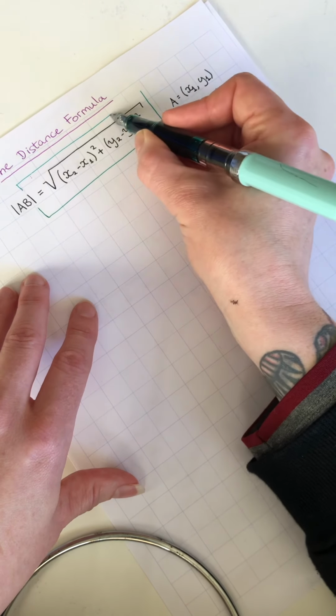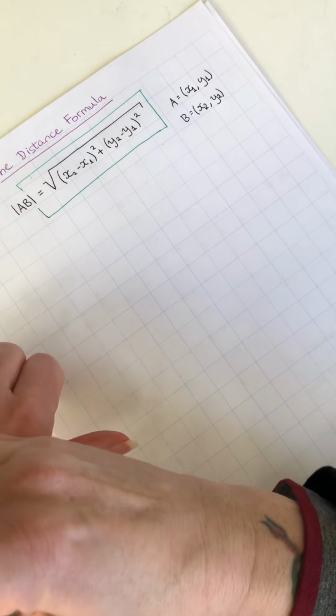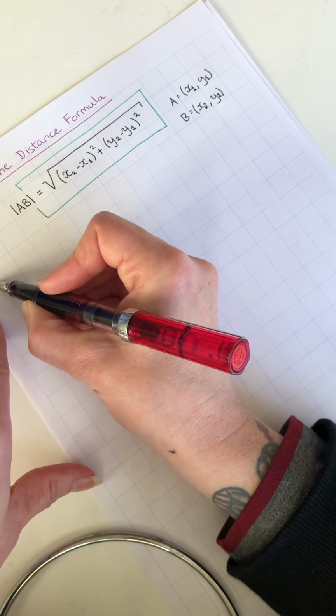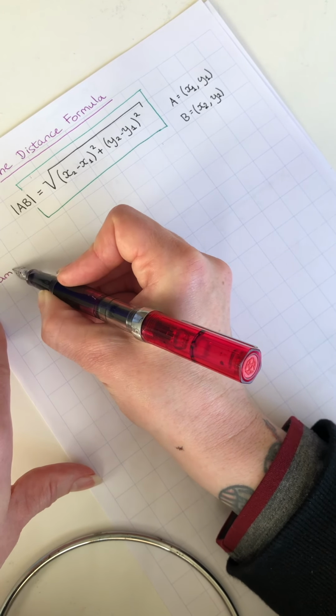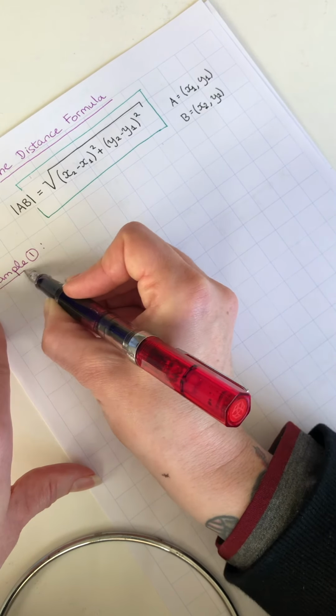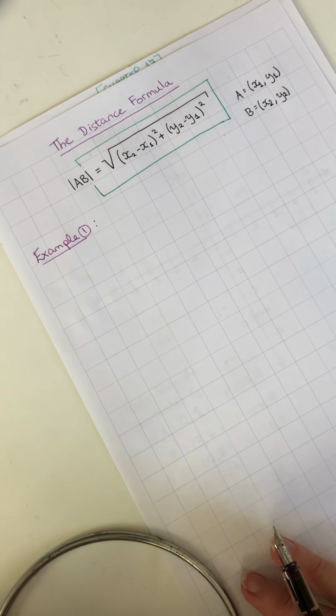Like I said, that's in our log tables, but please do consider learning it off. It's really, really useful in coordinate geometry. Just like in area and volume, the formulas are in the log tables, but it's much easier if we actually learn them off and write them down every time we use them.